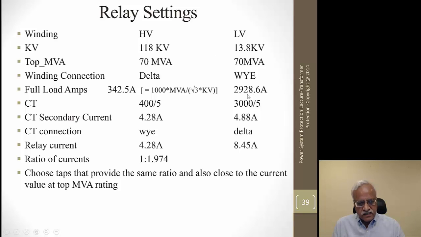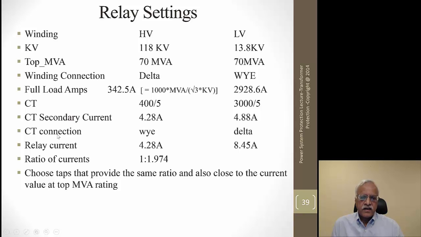So you select a CT whose normal current rating is more than your full load current. So a 400 to 5 CT is used here, and 3000 to 5 is used on the low side. If you take the ratio, the secondary current when the transformer is fully loaded is 4.28 amps on the high side, whereas it is 4.88 amps on the low side.